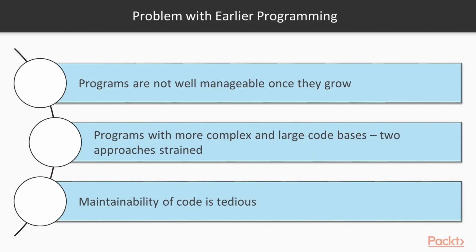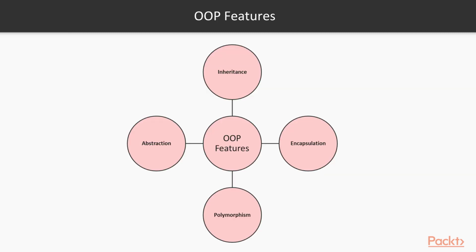The main problem with these two approaches is that programs are not well manageable once they grow. Programs with more complex and large code bases make these two approaches strained. In short, the maintainability of the code is tedious with the use of these two approaches. To overcome such problems now, we have OOP, which has the features like inheritance, encapsulation, polymorphism, and abstraction.